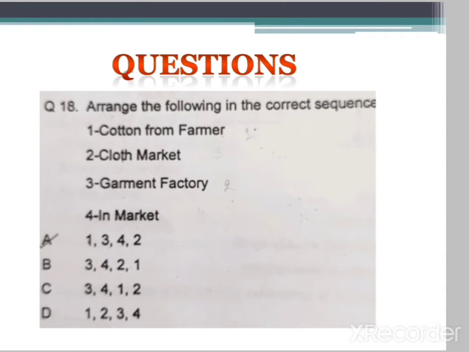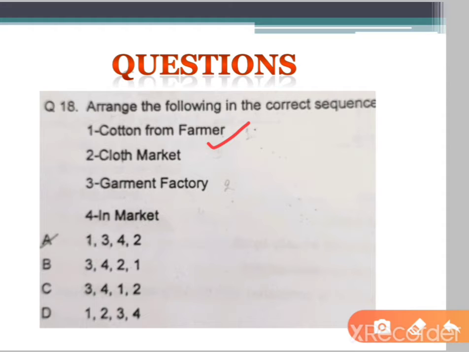Now let's see a question which is quite easy. Arrange the following in correct sequence. You have cotton from farmer, cloth market, garment factory, and end market. So you can easily identify that first we get cotton from the farmer, that is my primary activity.